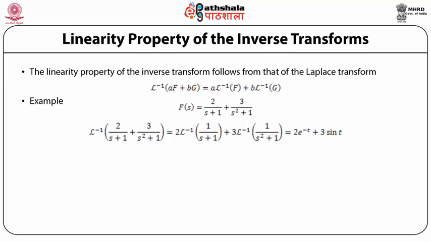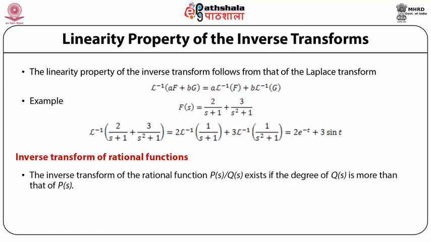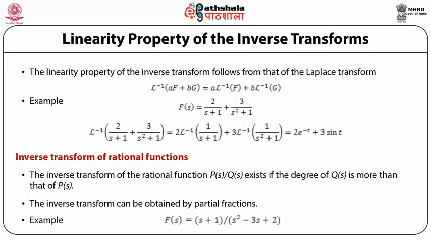We next take up the case of inverse transform of rational functions. The inverse transform of the rational function capital P of s divided by capital Q of s exists if the degree of the polynomial capital Q of s is more than that of capital P of s. In simple cases, the inverse transform can be obtained by partial fractions. Example, let us find the inverse transform of the function capital F of s is equal to s plus 1 divided by s square minus 3s plus 2.